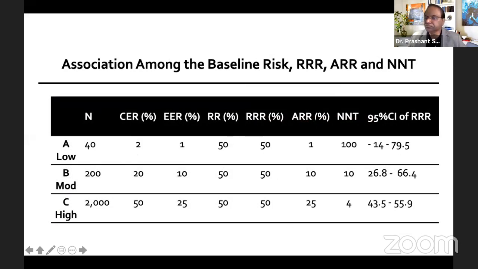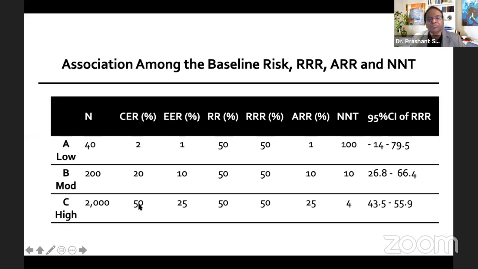So here I put this table on this slide to show you how to make a clinical decision based upon these numbers. I have three hypothetical randomized clinical trials. In one trial, you have low risk patients. In another trial, you have moderate risk patients. And in trial C, you have high risk patients. There are 40 patients in this trial. There are about 200 patients in this trial, equally divided between two groups. And then there are 2,000 patients in this trial, which has high risk people, equally divided into control and experimental group.